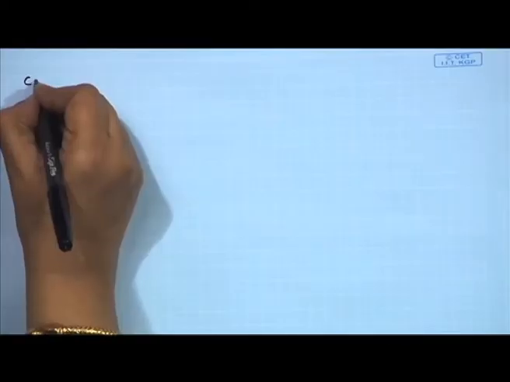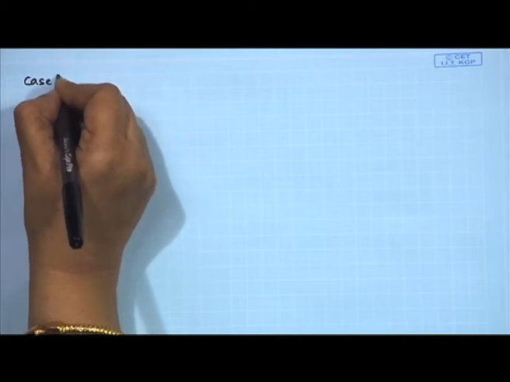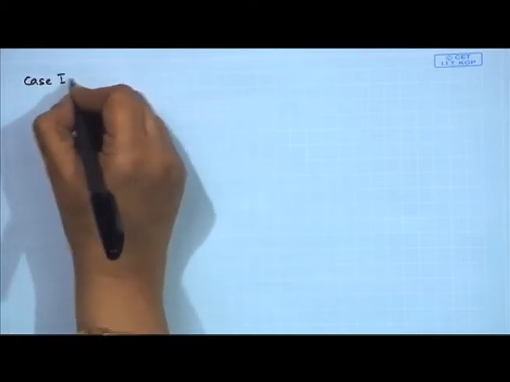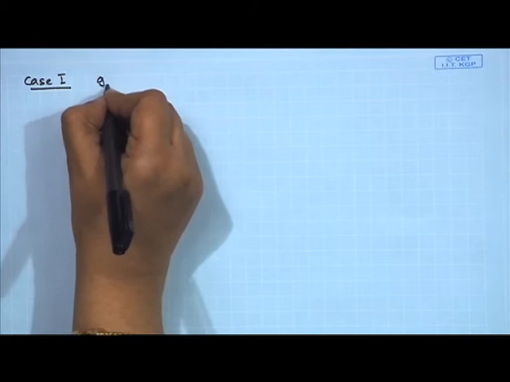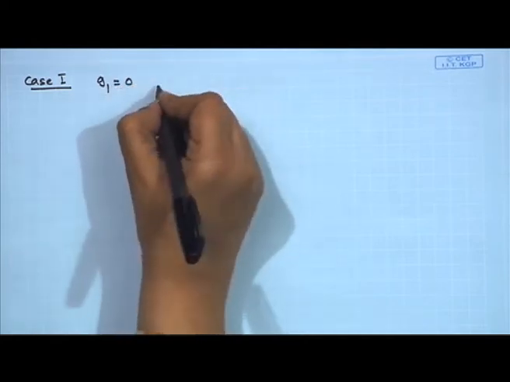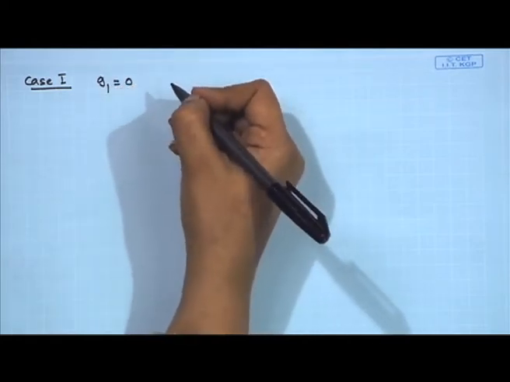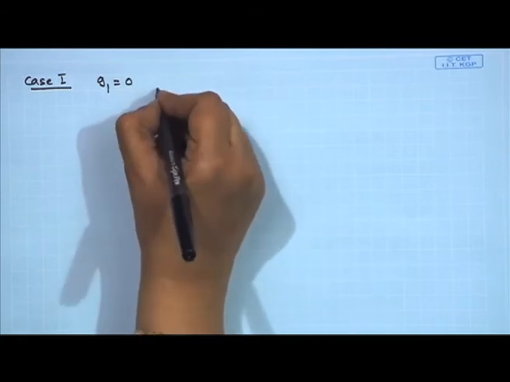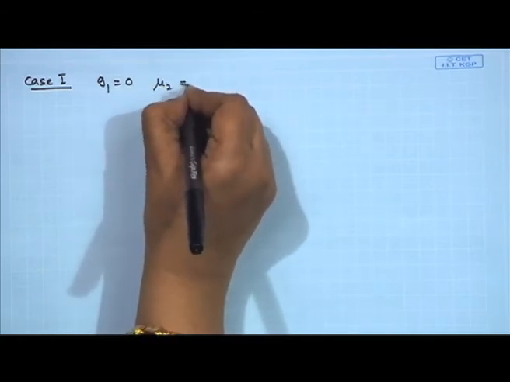Let us do certain calculations for this. Let us consider the first case, that is case 1, where we have considered that G1 is equal to 0, mu 2 is 0, mu 3 is 0.